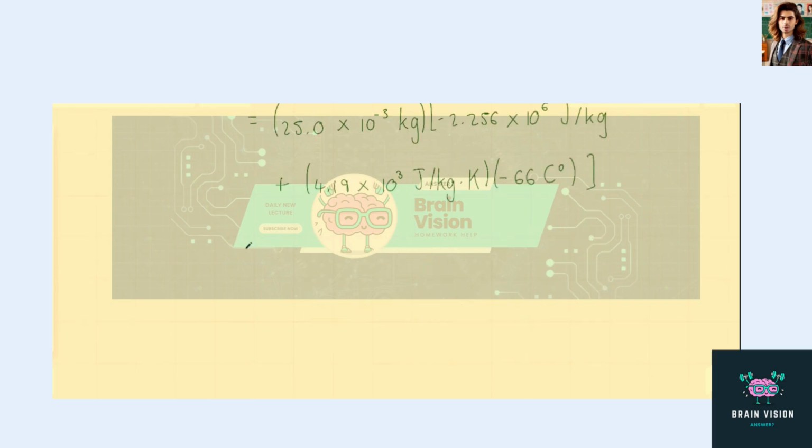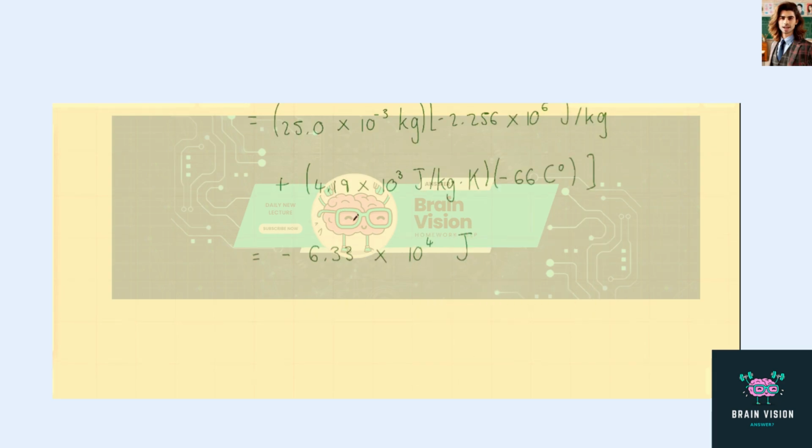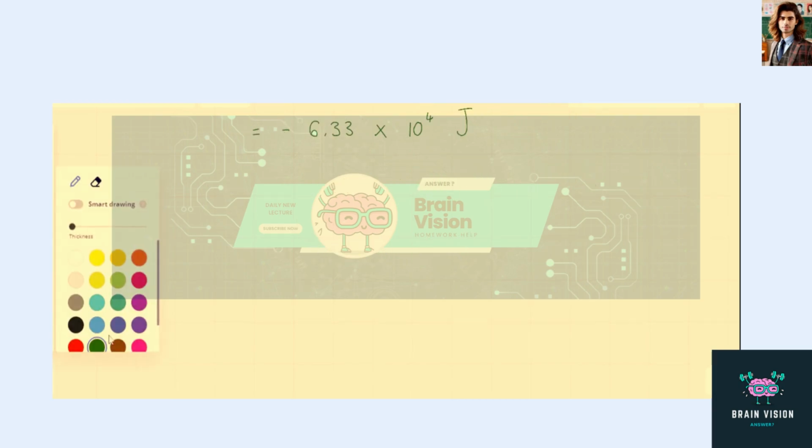And so, since we have our values, once we do this calculation, we see that the heat released by the steam onto the skin is minus 6.33 times 10 to the power 4 joules. So the steam at 100 degrees Celsius, which is then cooled to body temperature, releases 6.33 times 10 to the 4 joules into the skin.